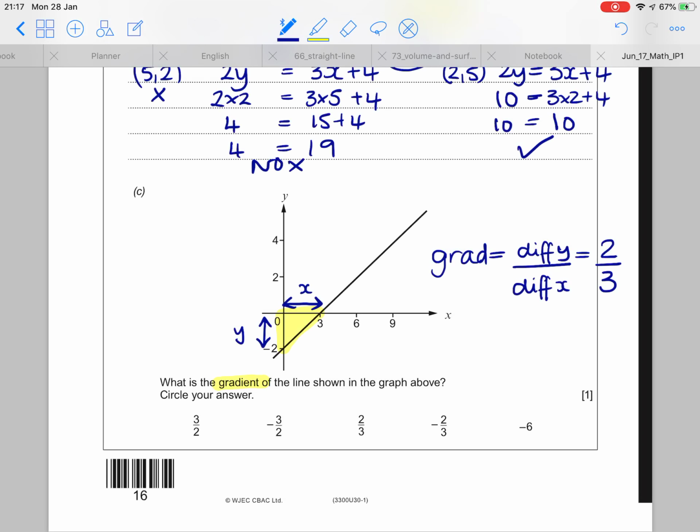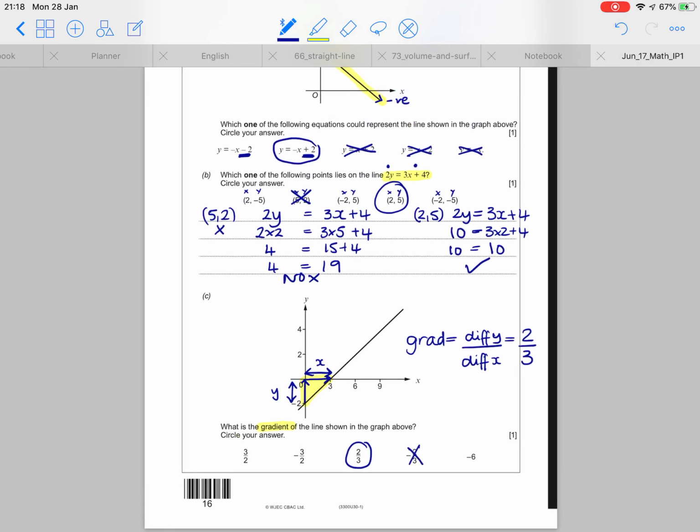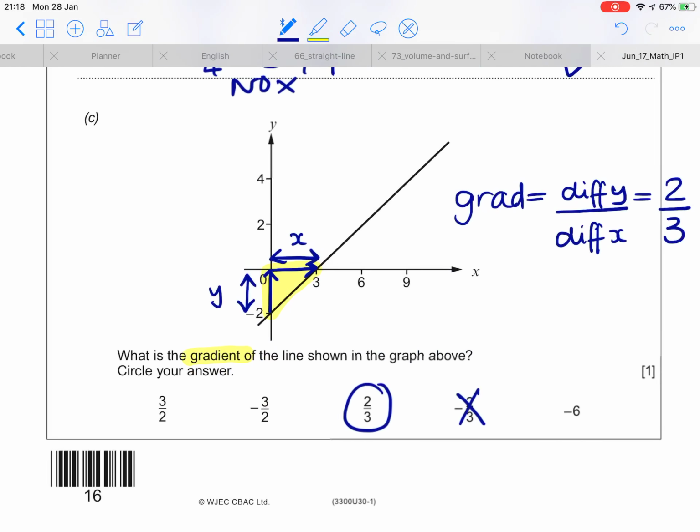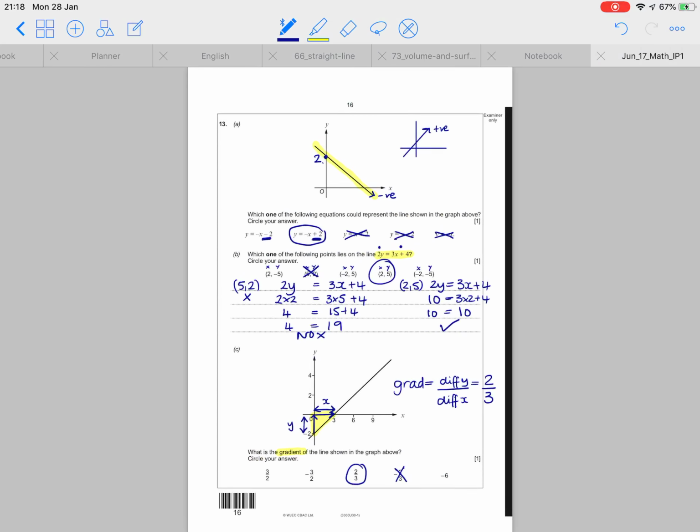So this has gone up by 2, from -2 to 0. This has gone across by 3, from 0 to 3. I'm looking for 2/3 in the options. This is definitely a positive line, so don't be confused. It can't be -2/3, as that would have to look like the line in the first diagram. So it is 2/3 and it would be positive.